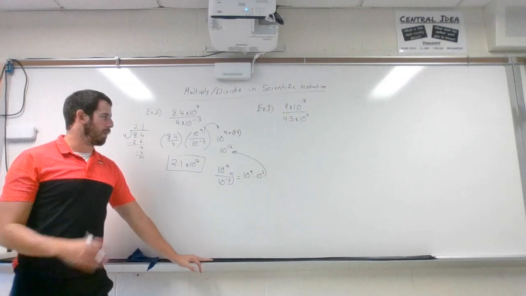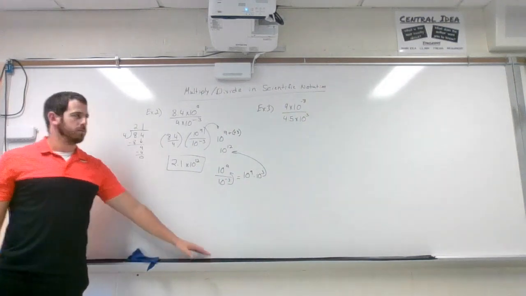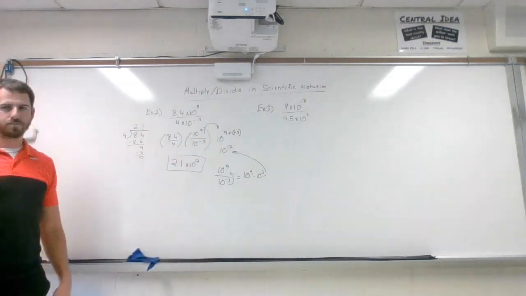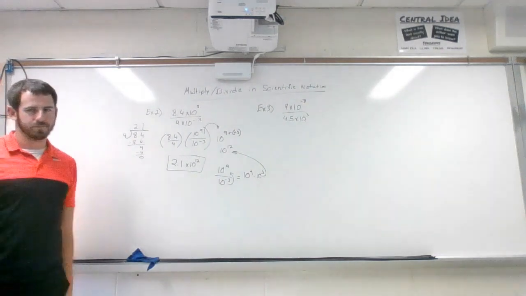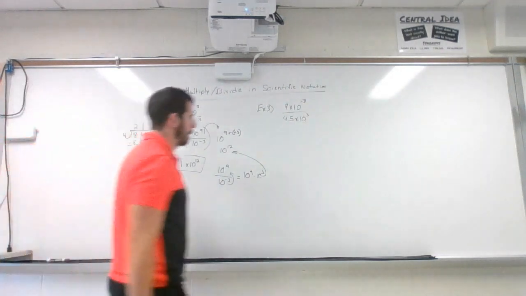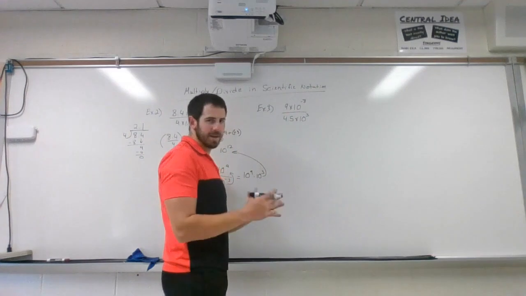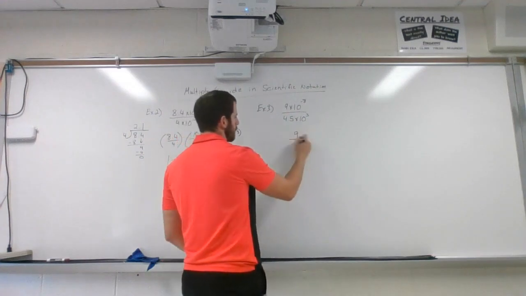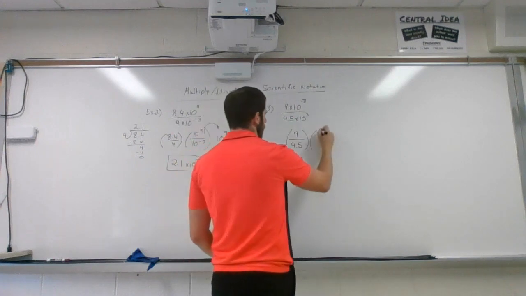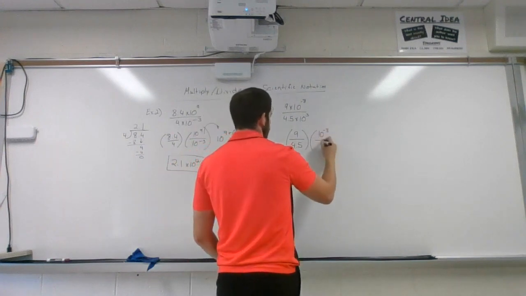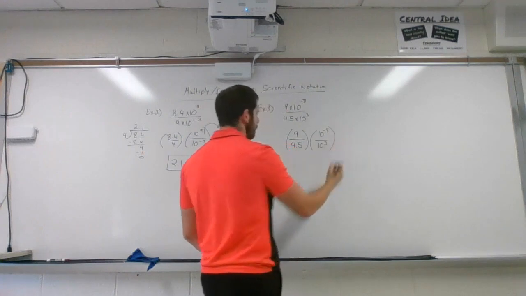Okay, so go ahead and pause, get it if you need to. If you want to try example 3 on your own first, and then we're going to go over it. So here we go. I'm going to start the same way. I'm going to separate my numbers: 9 divided by 4.5 and 10 to the negative 8 divided by 10 to the 3rd.